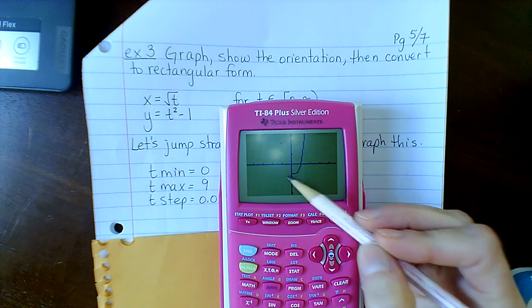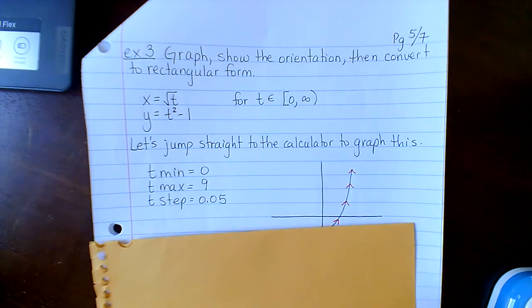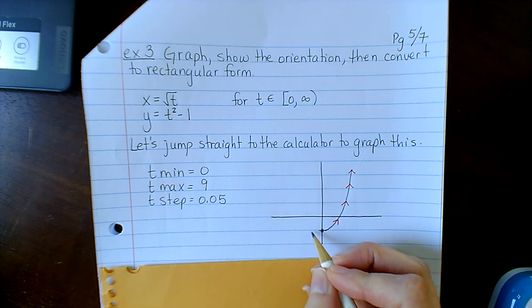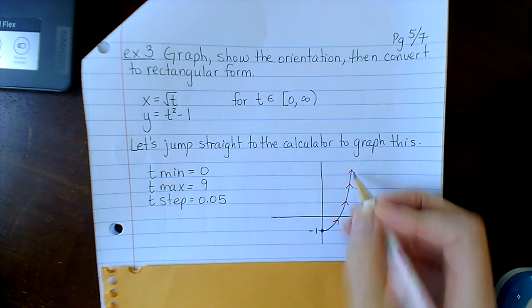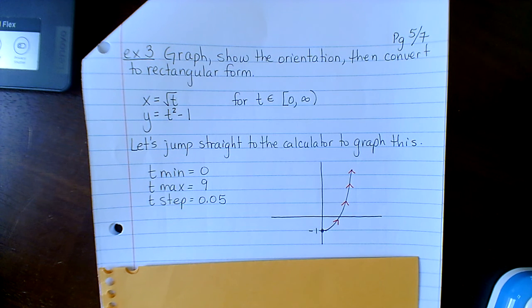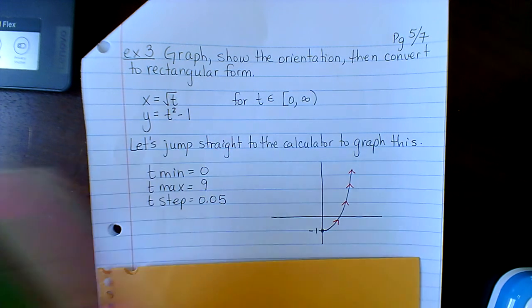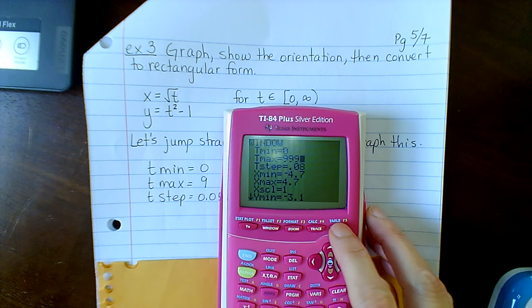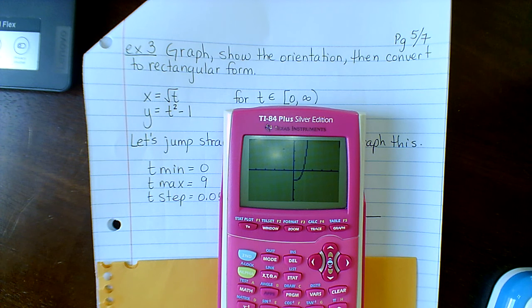So you saw how it started down here and kind of went up, right? So that was my orientation. It was down here at -1, and then the orientation went up that way. Now this is for a t value from 0 to infinity. So let me go back to my window. I'm going to change that from 0 to infinity. Let's just put a bunch of 9s in there and see. Okay, yeah, that didn't change it.